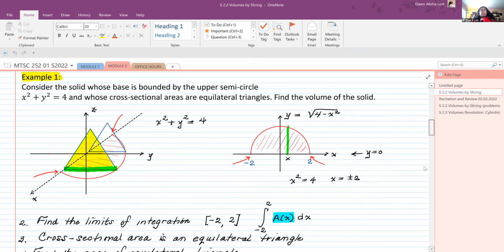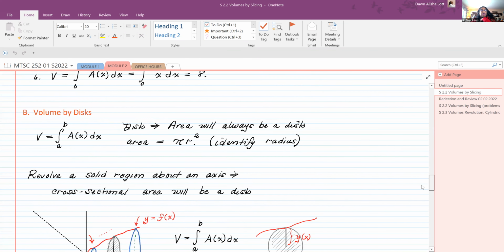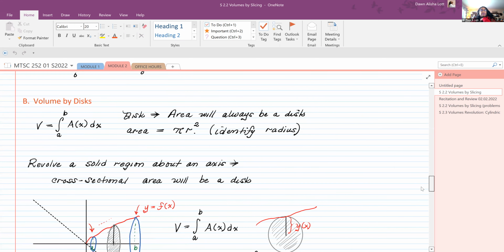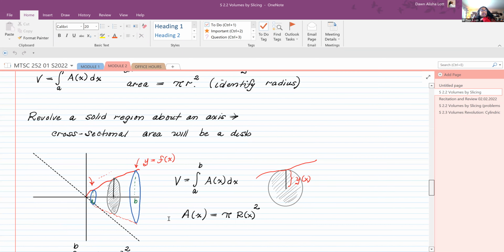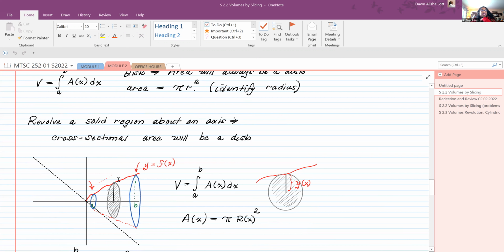Then we went on to looking at volume by discs. And this is assuming we have a region and we take this region and we rotate it all the way around the x-axis or the y-axis. And when we do that, that gives us a disk. We need to find the radius of the disk. And then the volume is just the integral of pi r squared.